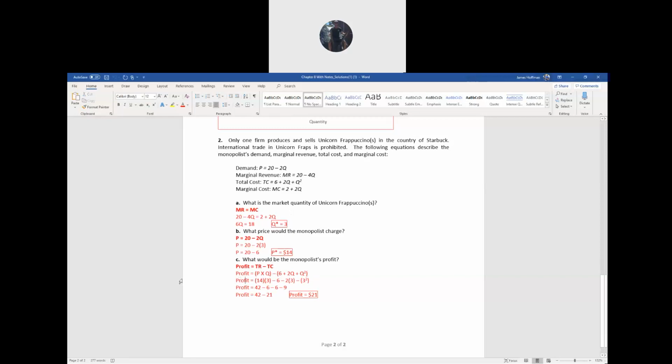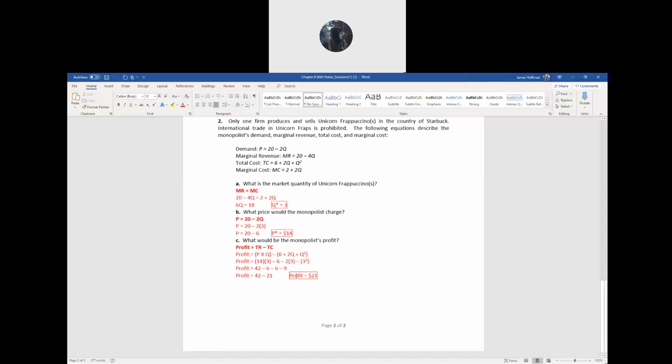Okay, plug in your price of 14, your quantity of 3. And again, a common mistake here is you don't distribute the minus sign, so make sure all these items have to be subtracted because they're costs. We have to pay those. So minus 6, minus 2q, minus q squared. And then plug in the q of 3. So that goes there, and that goes there. So that gives us 42, minus 6, minus 6, minus 9, 42 minus 21, and that gives us a profit of this monopolist of $21.